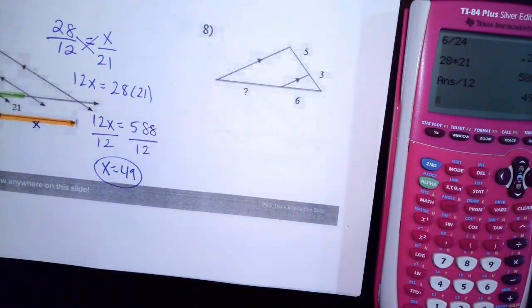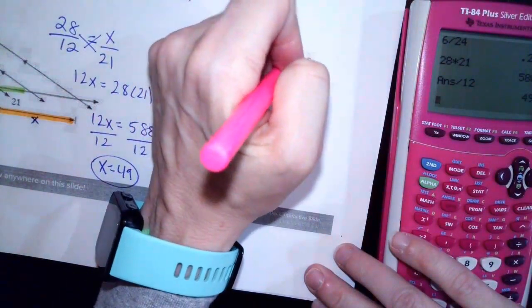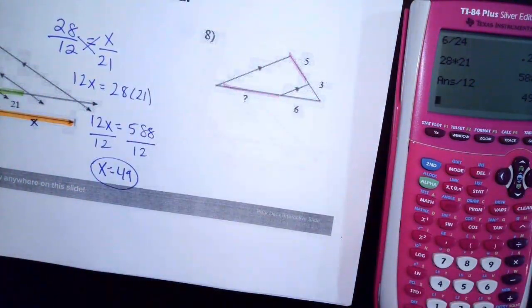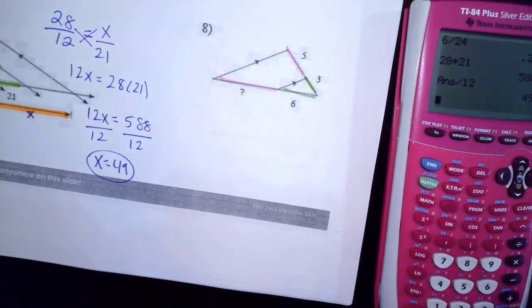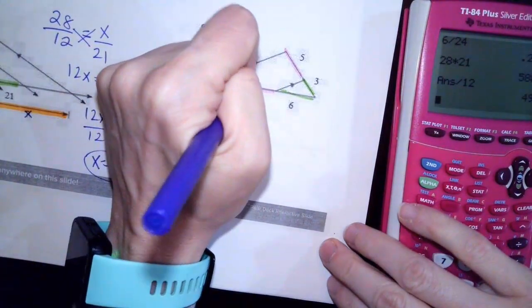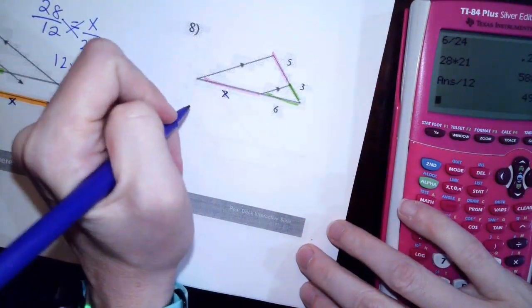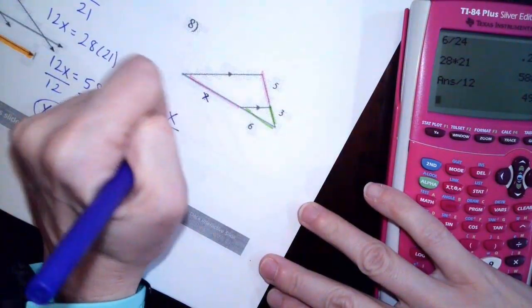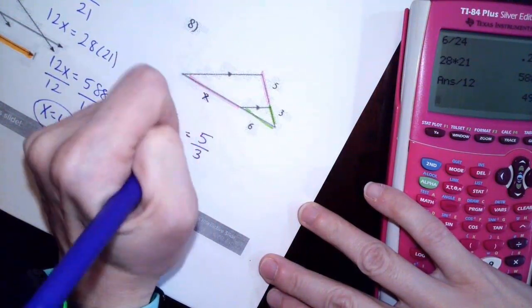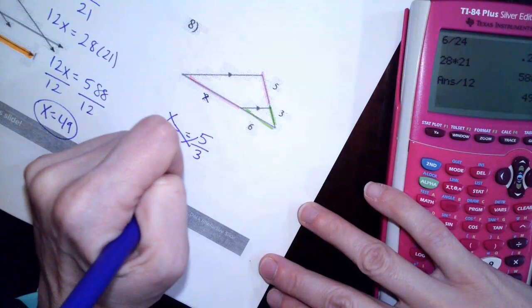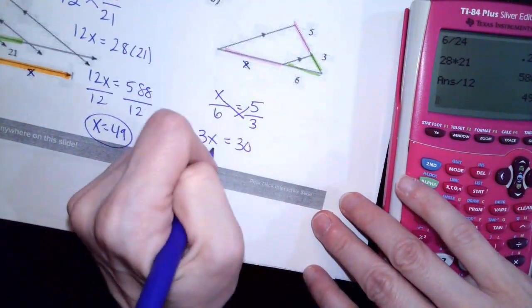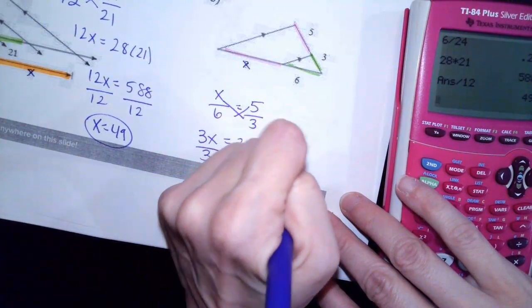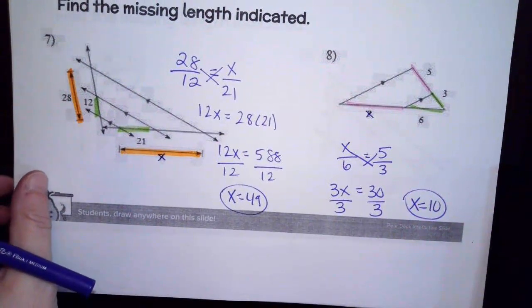Alright, this is not a bad one here. See how I've got my 5, which goes with the question mark. I'll make that the x. And then my 3 goes with the 6. So let's make that an x. Because there are a bunch of different ways, why don't we do x over 6 and 5 over 3. Cross multiply, 3x equals 30. Divide both sides by 3. Therefore, x is 10. Alright, hopefully that answers your questions there.